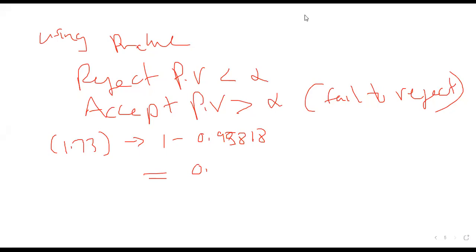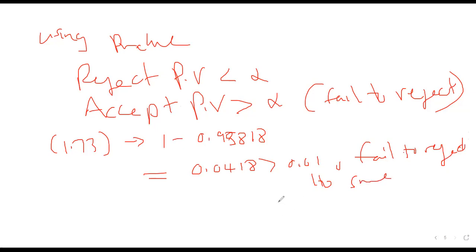So according to these criteria, 0.0418 is greater than 0.01. So what is our conclusion? Fail to reject H0, since our p-value 0.0418 is greater than 0.01. So this is how you tackle the hypothesis testing question.